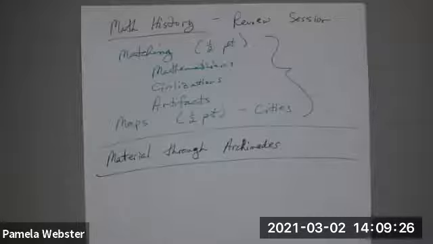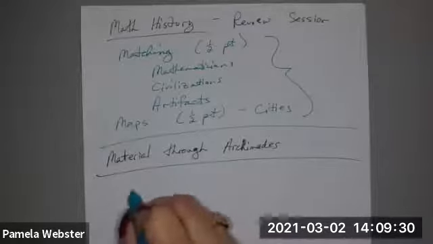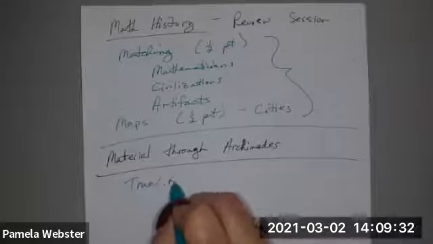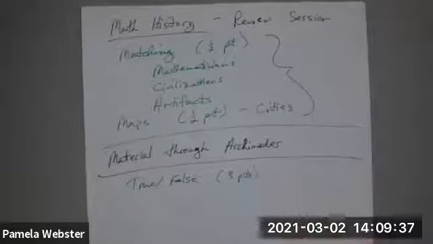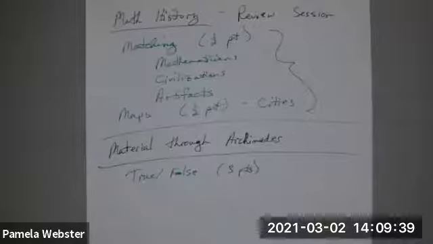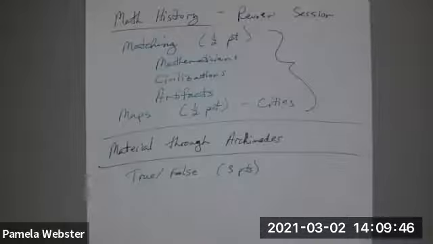So matching and maps are both worth half points. And then we have true, false, which are worth 3 points, but they're Webster true falses, which means you have to give a reason for your answer. If you just say true or false, you're just going to get a point. If you say true or false and you get it correct, you might get 2 points, but you're not getting full points unless you tell me why or why not. So make sure of that.